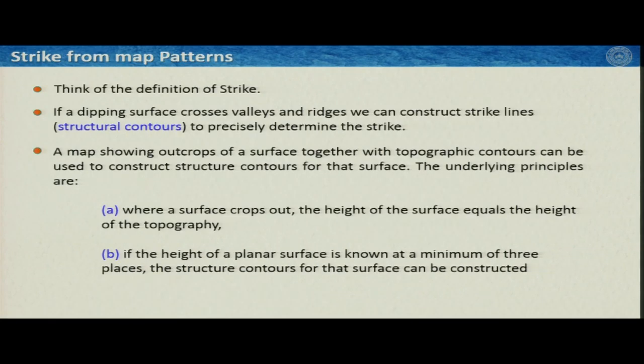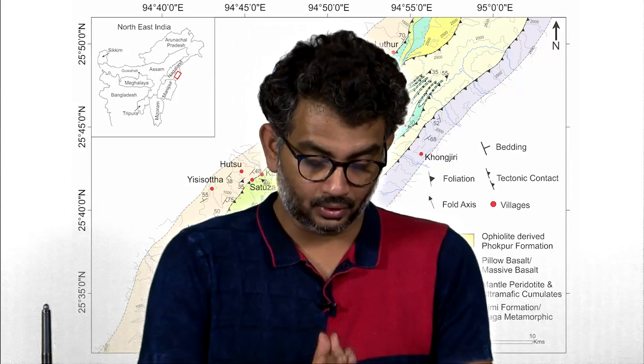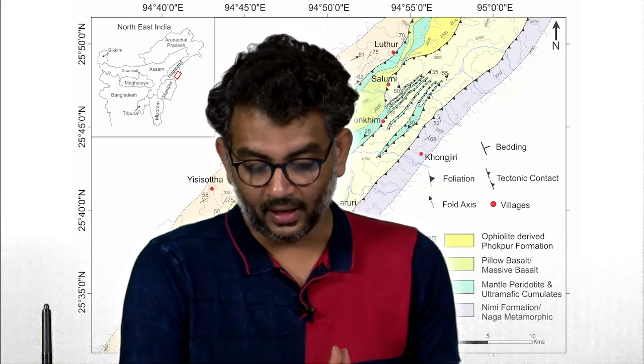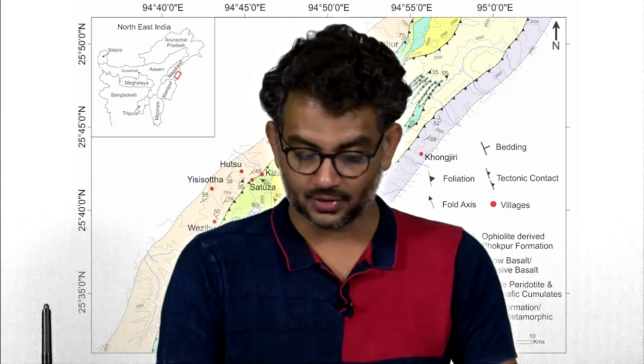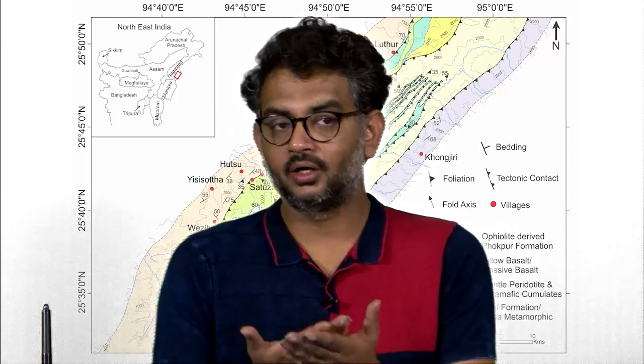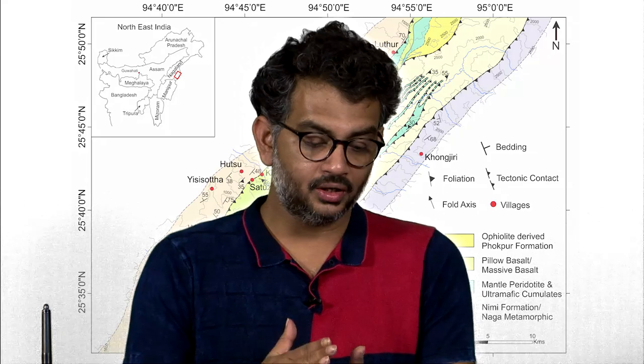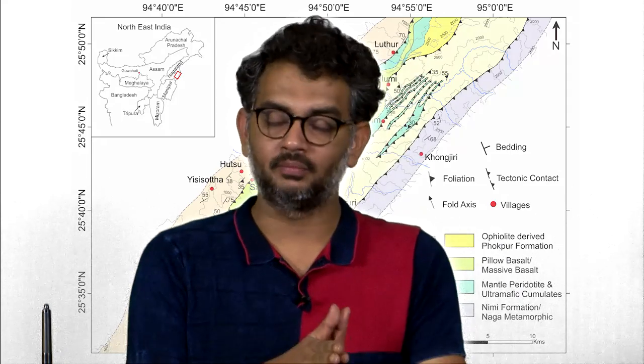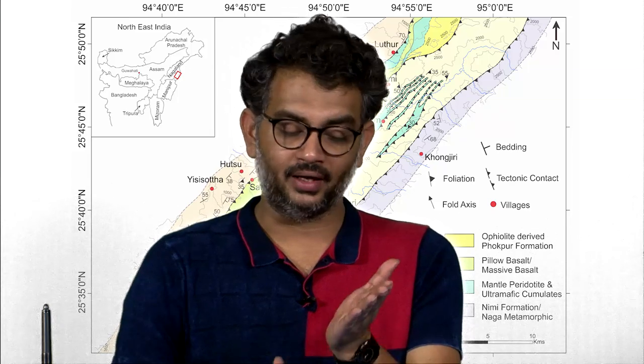Now, we will look at something very interesting, how we can figure out the strike and the dip of the bedding plane which is uniformly dipping inside the surface and intersecting with different topographies. And if we remember the definition of the strike, then you can figure out that strike was nothing but the intersection of an inclined plane with the horizontal plane, and the horizontal plane is imaginary. So, they would produce a line, and the azimuth of the line is the strike.